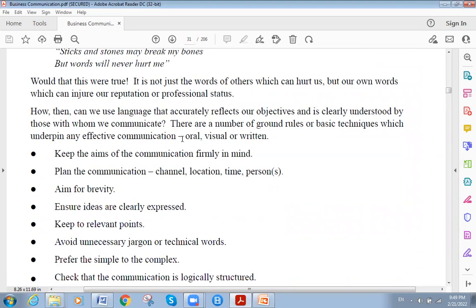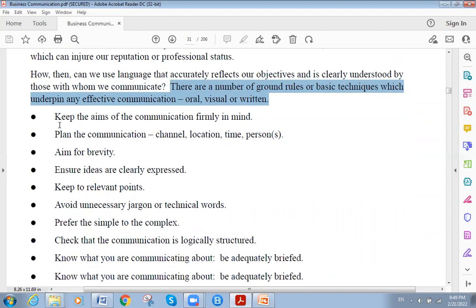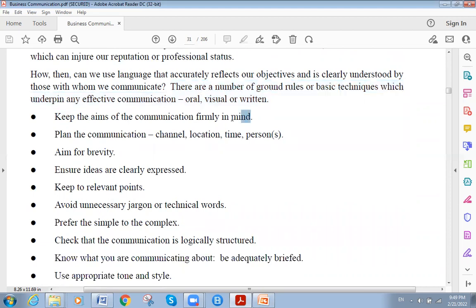There are a number of ground rules, the most important basic techniques which underpin any effective communication, oral, visual, or written. So this is the point we want to get through. Keep the aim of the communication firmly in mind. This is the first point. Plan the communication: channel, location, time, person. Plan what you will use as a channel of communication, and the purpose of the communication also.